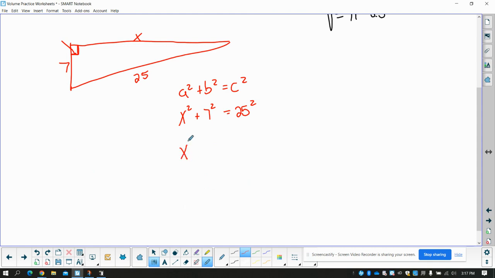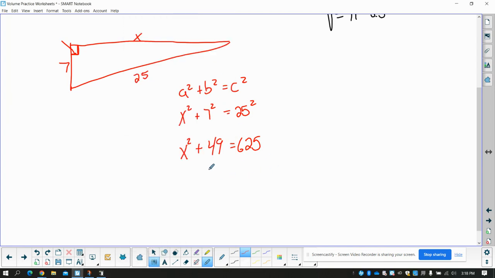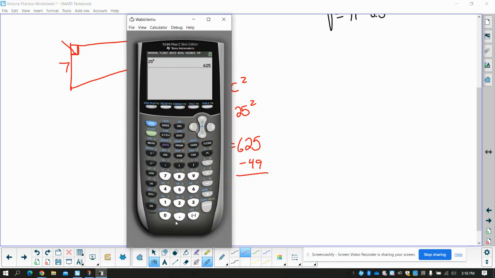X squared I'm just going to leave as x squared. 7 squared is 7 times 7, which is 49. And 25 squared is 625, I think. Let me try that on my calculator, just make sure. 25 squared. Yeah, 625. Then we're going to subtract 49 from both sides. 625 minus 49. So on the left side of this thing, all that's left is the x squared. And let me do 625 minus 49 on my calculator. 625 is already in there. Minus 49. I get 576.